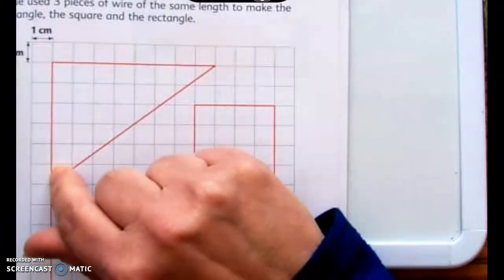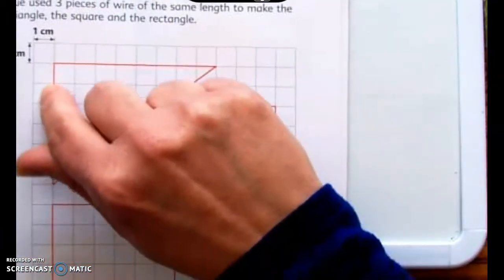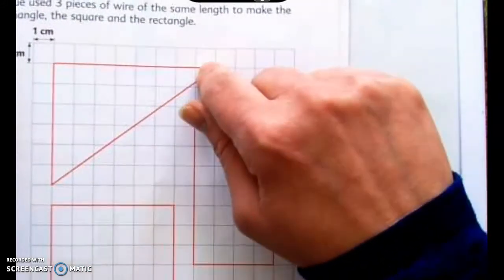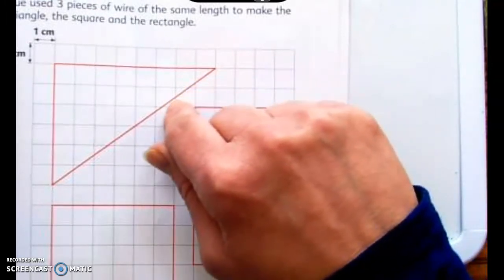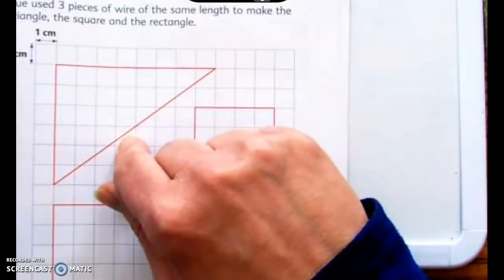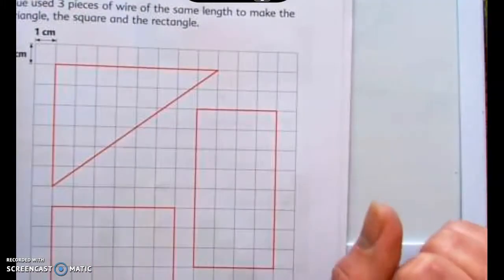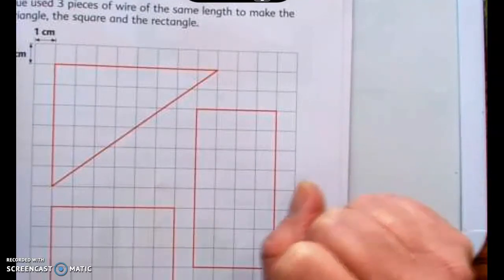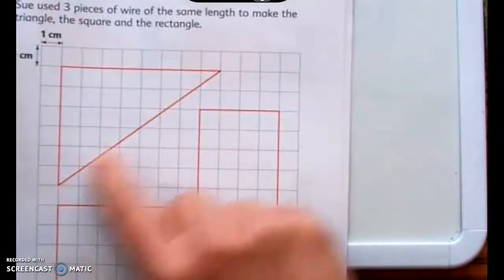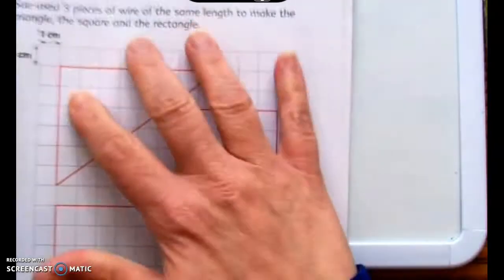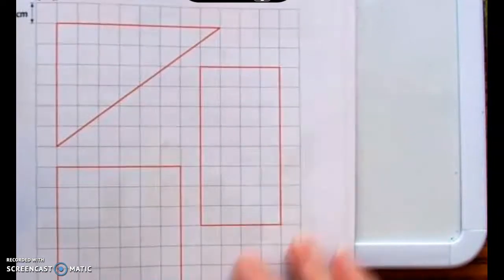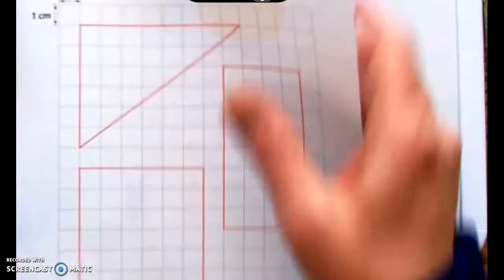Let's see if this is 24. Let's count it. 1, 2, 3, 4, 5, 6, 7, 8, 9, 10, 11, 12, 13, 14, 15, 16, 17, 18, 19, 20, 21. Okay, something doesn't seem right, does it? Well, technically it is 24. It's just the way they have it laid out. You can't really count. I'm not sure why they have that one. But if we did it, it would be 24 for each of them for the perimeter. Okay, this is just odd the way they have it laid out. You'd have to measure it with a ruler and that would make it work much better.